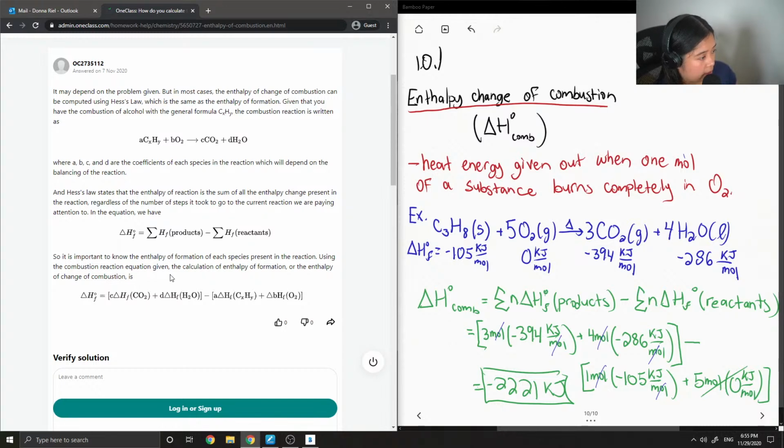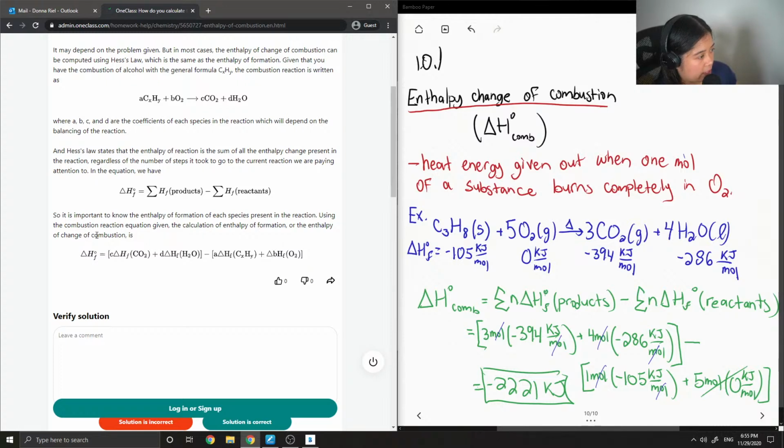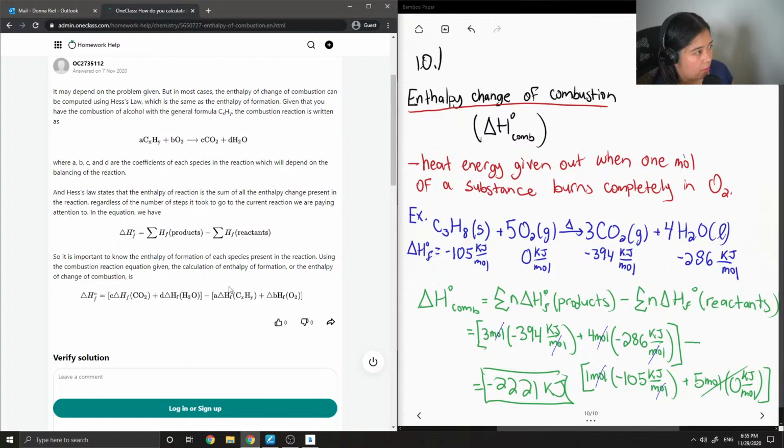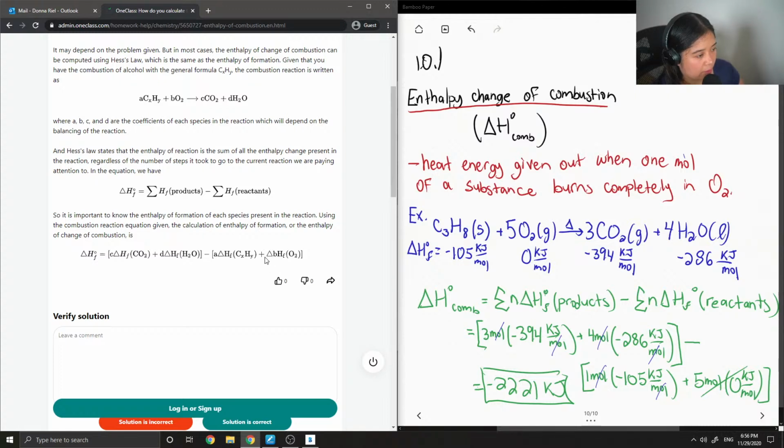Using the combustion reaction given, the calculation of enthalpy of formation, or the enthalpy of change of combustion, is the following. So you can see how they showed that you need to put the number of moles into account when you need to calculate for the enthalpy of formation. Okay, so they did c times delta H formation of CO2 plus d times delta H formation of H2O. All of that minus a times delta H formation of your alcohol or your hydrocarbon. Lastly, plus b times the delta H formation of O2. So that b should be in front of the delta sign. But nevertheless, this solution is still correct.